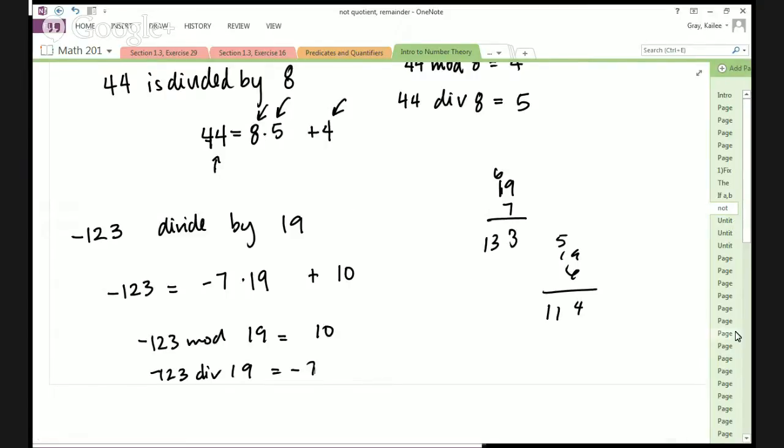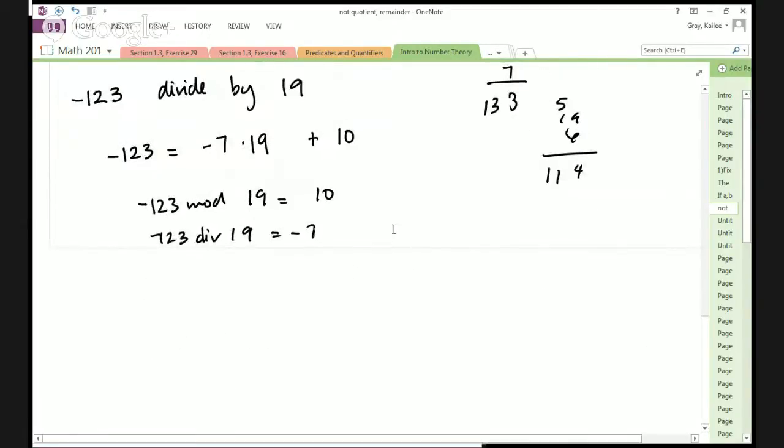I just want to go into modular congruences here before we stop. Actually, let me write out this stuff with a modular congruence. Remember, a modular congruence is expressing a relationship between two values. So if I want to express this with a modular congruence, I can say negative 123 is congruent to 10 mod 19.